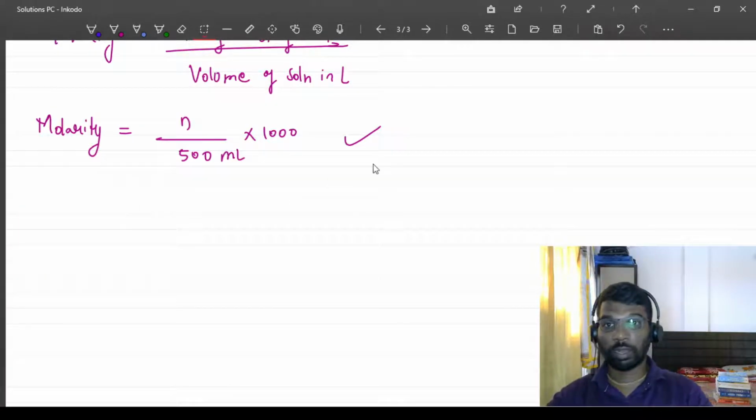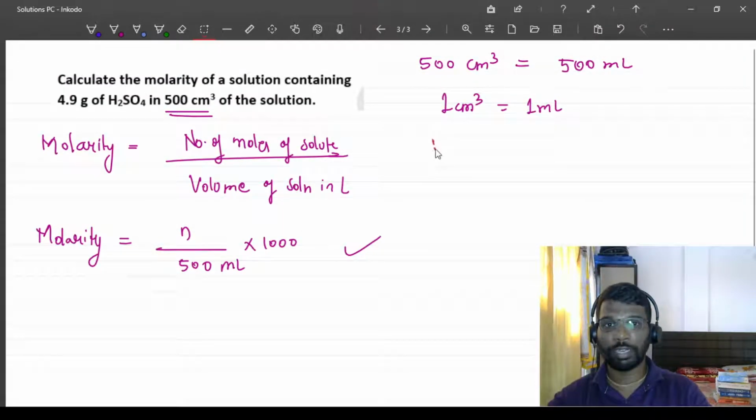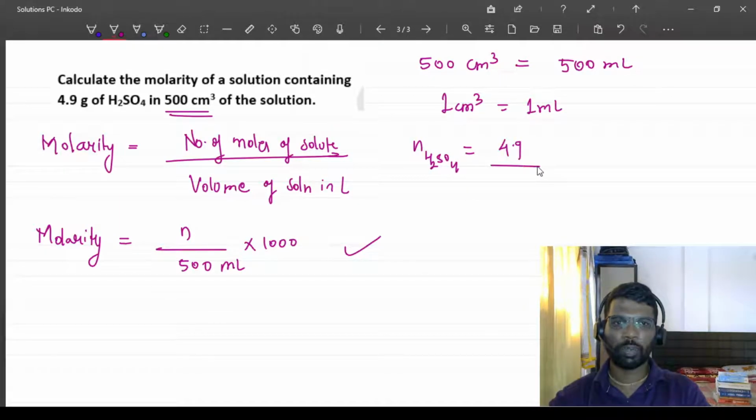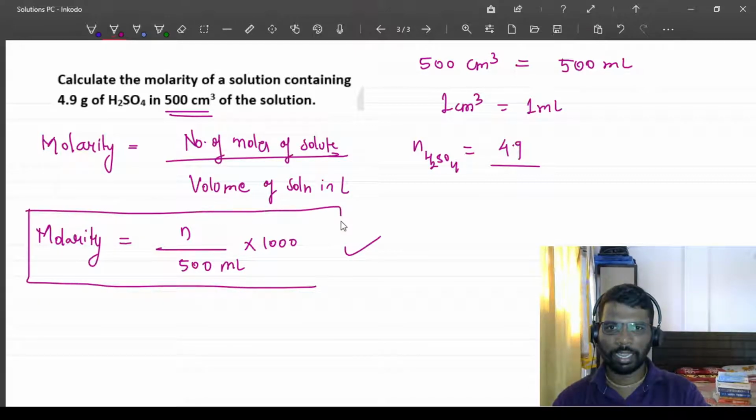So this is the number of moles of solute, that is what we need to find. That is the number of moles of solute, meaning the number of moles of H2SO4. The weight taken is 4.9 divided by the molar mass of H2SO4. How to find the molar mass of H2SO4? We are using this formula and finding n for this, meaning n of H2SO4. This is what I am finding.